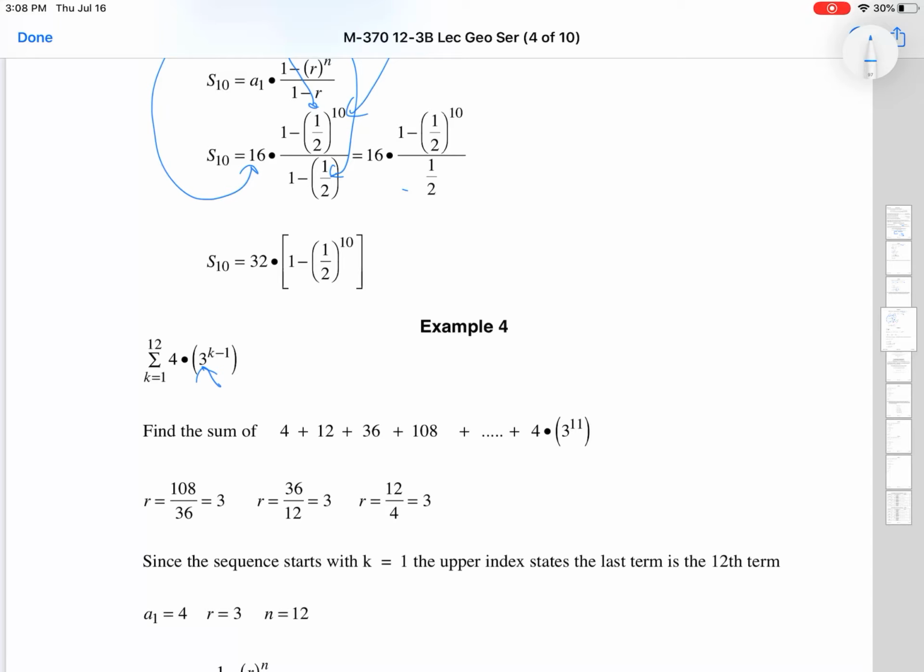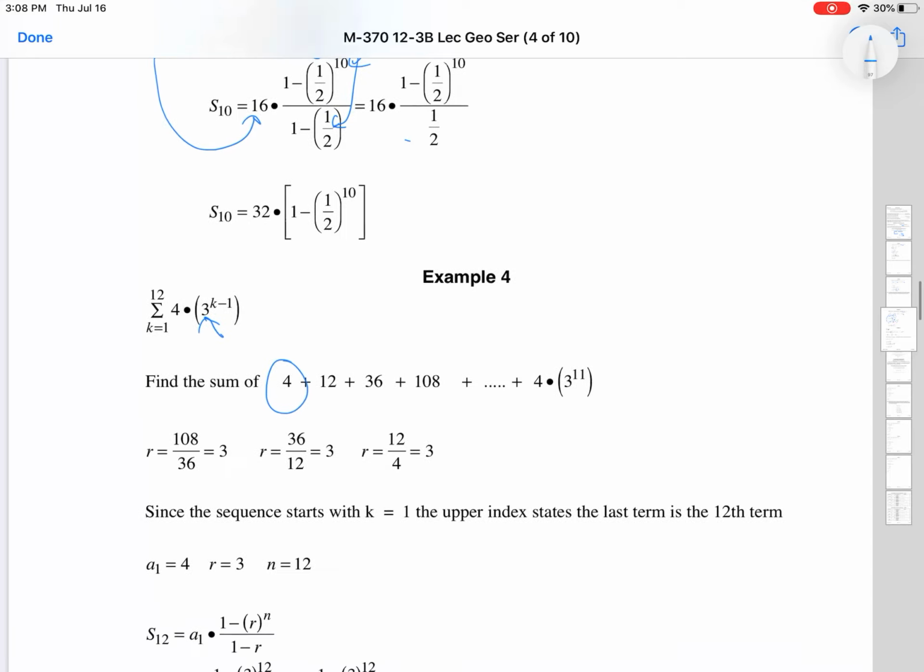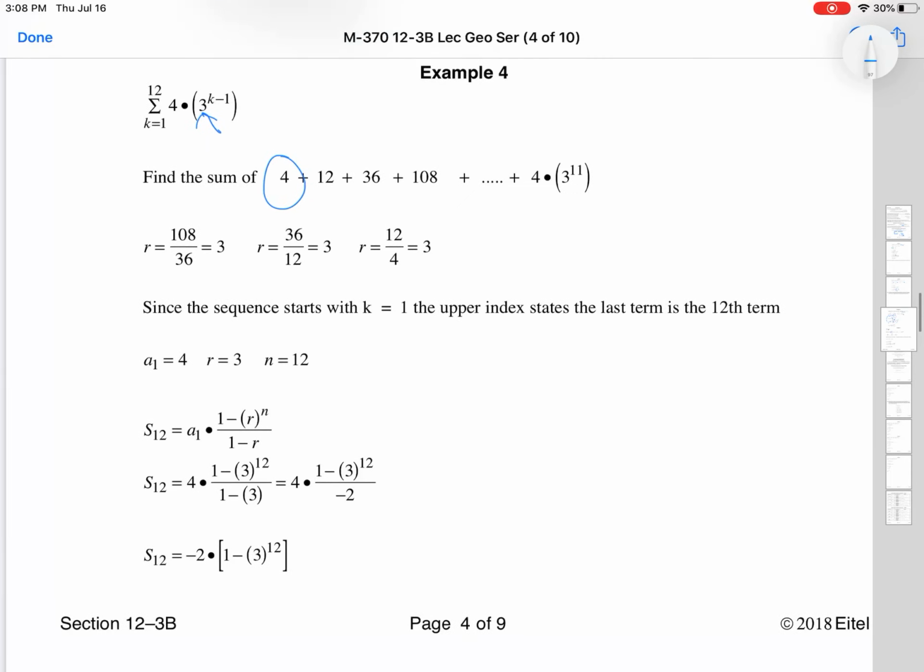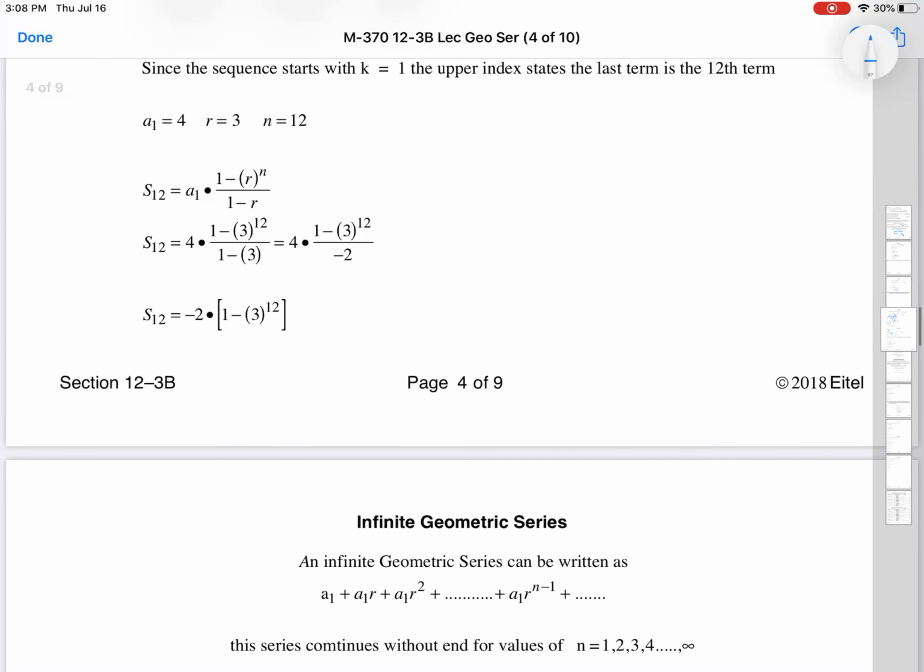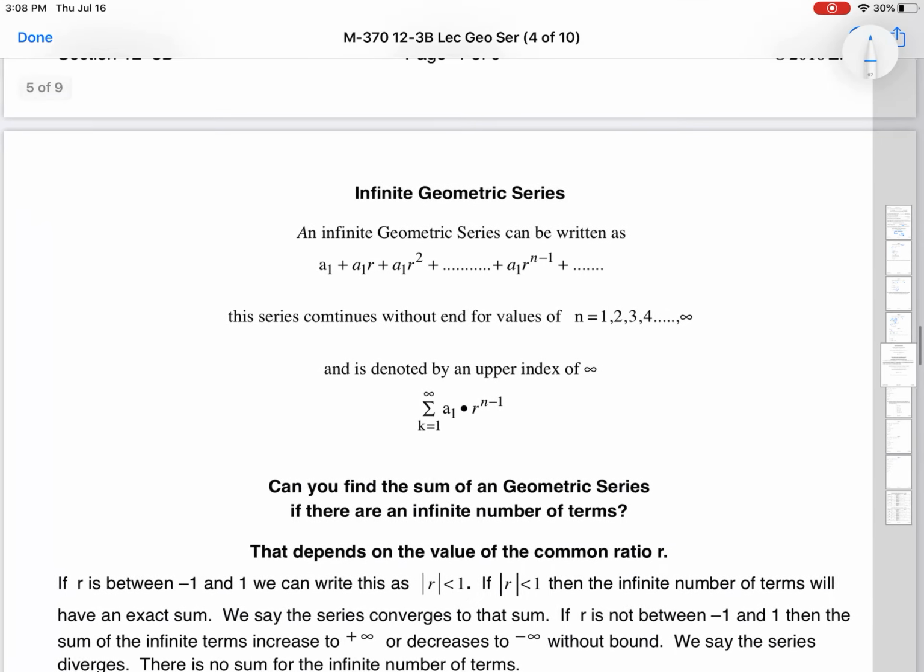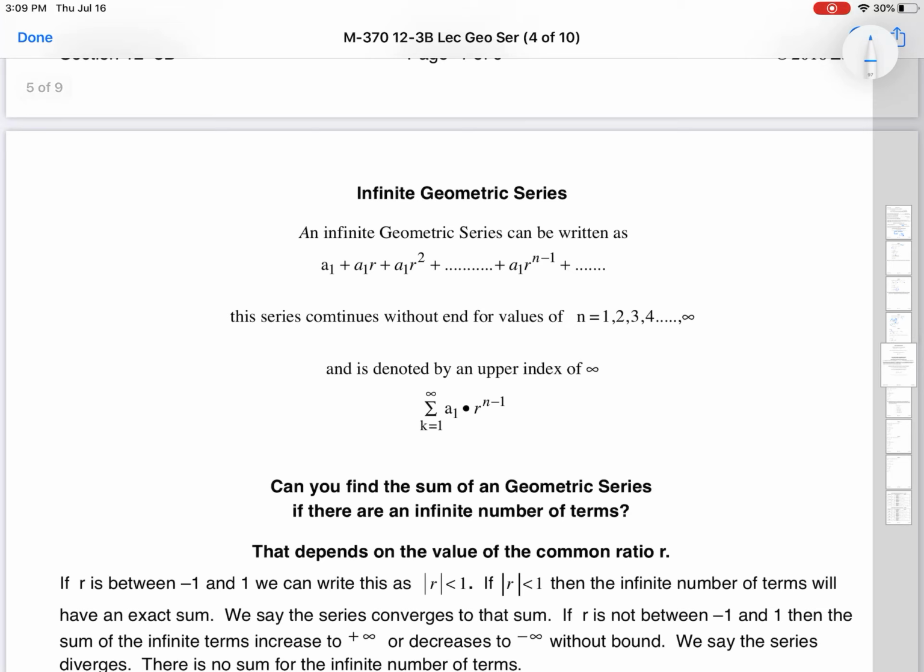So common ratio is 3, first term is 4, and so therefore we're going to run this through and just drop numbers in and come up with a nice exponential form, which you could put, if you'd like, in a decimal type of form, expanded form.